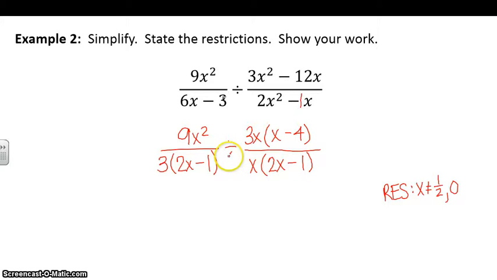Now for division, the new thing that we have to do, because you cannot cancel until this is a multiplication sign, is ask what I am supposed to do. The first one stays the same, and then we multiply by the reciprocal of the second one. That's equivalent to dividing by that. So then I flip.